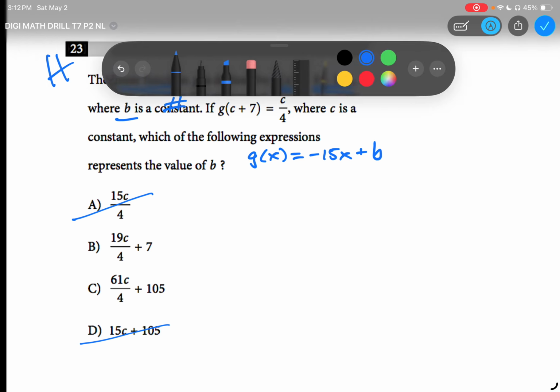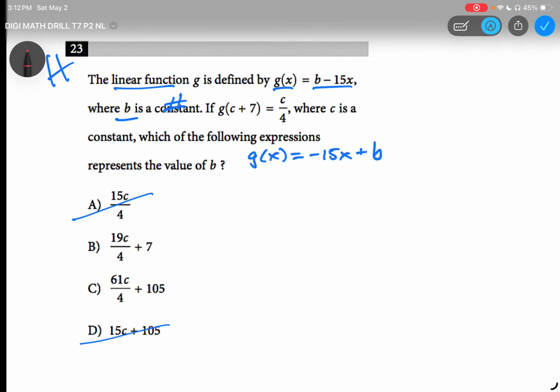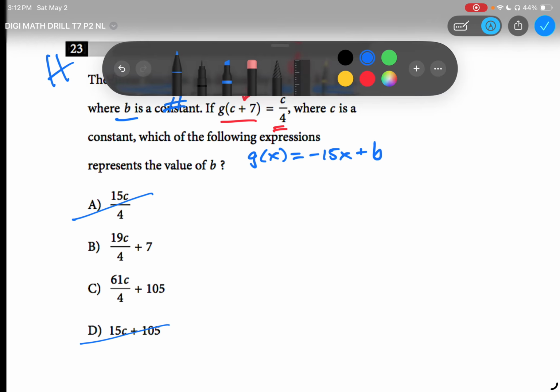Then they say if and when you got g of c plus 7. So they're telling us what is x going to be now? That x is going to turn into c plus 7. Then it's going to equal c over 4. All right, let's plug it in. That is going to be a negative 15. What's my x value going to be? c plus 7. And don't forget, what else do we have? We got plus b. Now they're telling us it's going to equal c over 4.